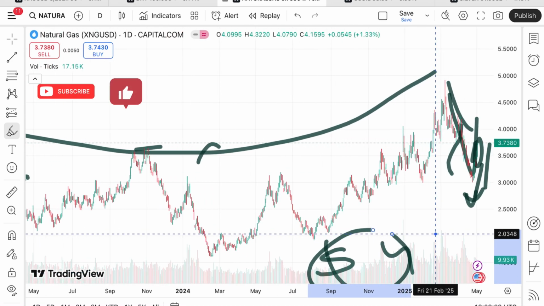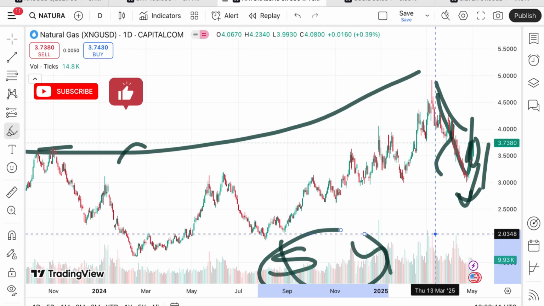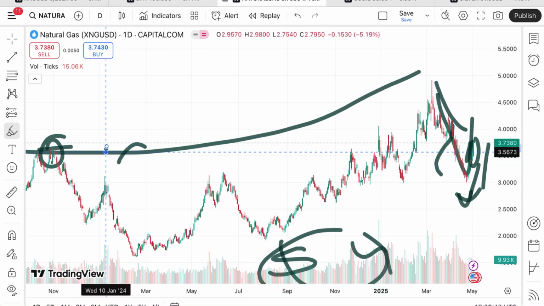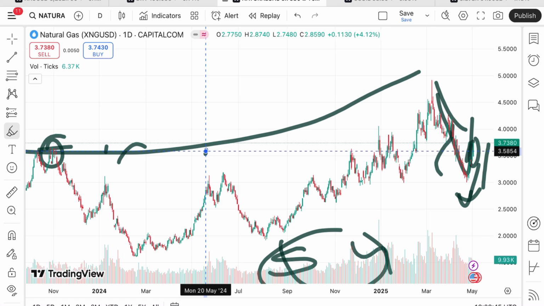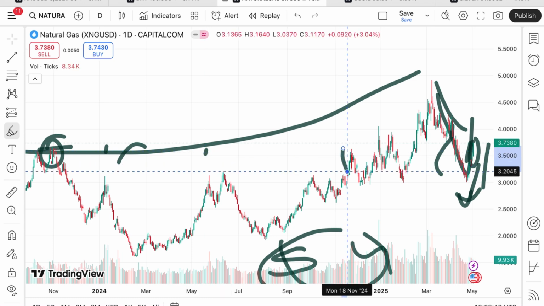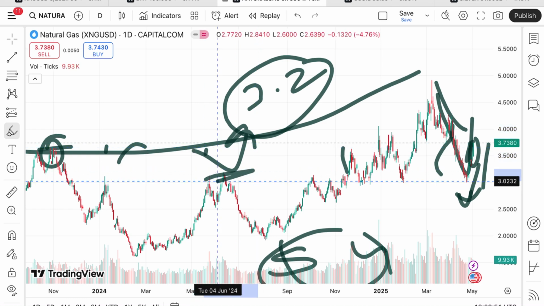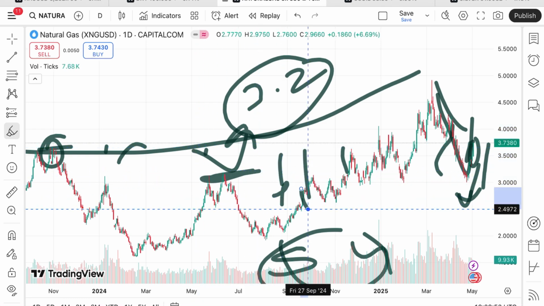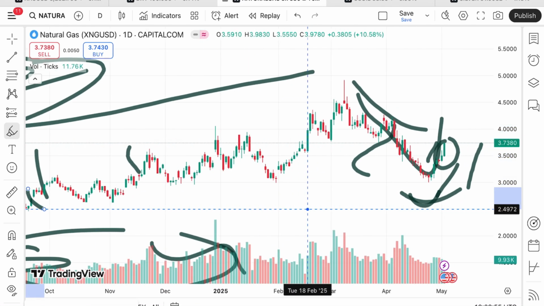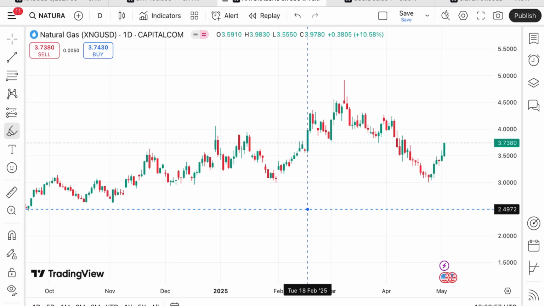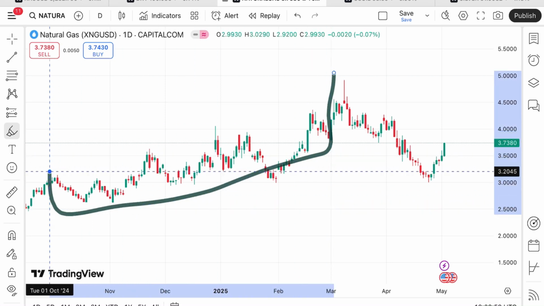But suppose the price doesn't sustain this particular level and breaks it, then we can see it can fall towards 3.5, and from there the next strong support comes at a level of 3.2. From there a bounce back can come, but if that doesn't come, we can see a further downfall. This is the particular pattern I have shown you.